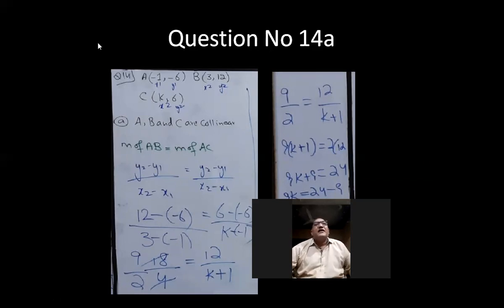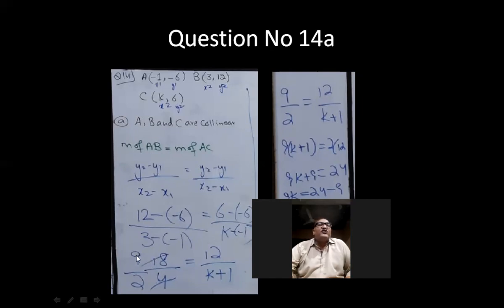If they are collinear, then the gradient of the AB and the gradient of the AC will be equal to each other. So apply the formula of the gradient on the AB and the gradient formula on the points A and C, and make them equal to each other. Here you can see we have shown the gradient formula. So AB will be 12 minus 6 divided by 3 minus 1. So it will be 12 plus 6, and that will be 18. 3 plus 1, that will be 4. On the other side, AC, so the formula will be 6 minus 6, it will be 12, and K minus 1, it will be K plus 1.